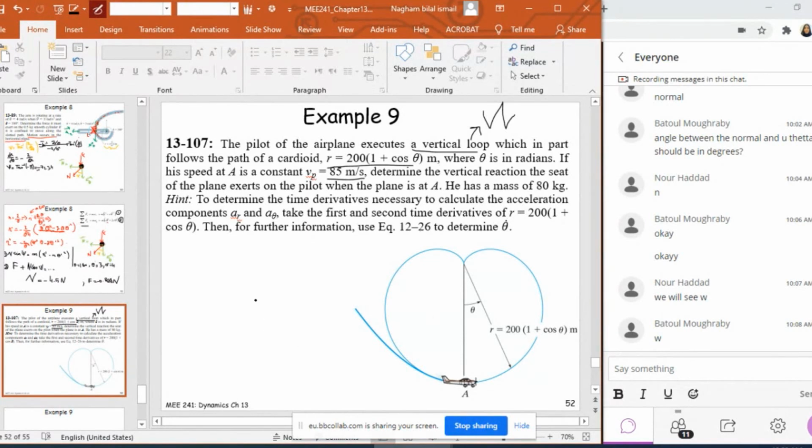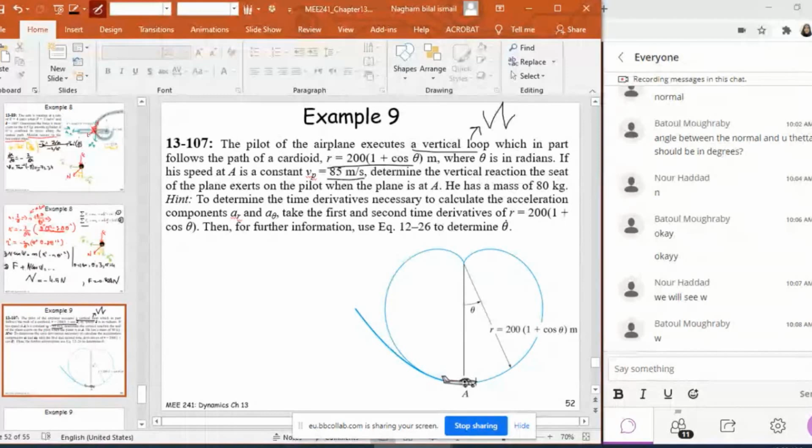Now, the first step ever is to draw the free body diagram. I know the equation of r in terms of theta, which means I have to use the cylindrical coordinates, because in normal and tangential coordinates, I don't use r, right? So r is given, which means I have to use the cylindrical coordinates.